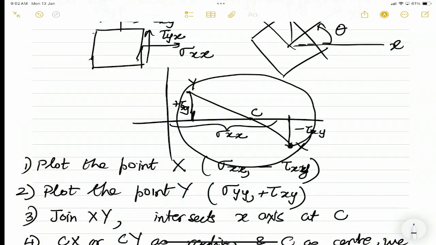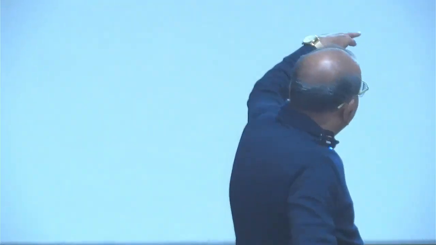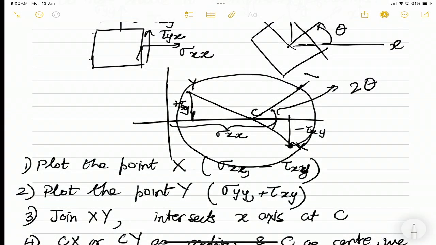Now, if I want to find x prime, y prime, which are rotated by an angle theta, then what I will do is, from Cx, I will rotate an angle equal to 2 theta. Because if you realize, the angle was in terms of 2 theta. So if originally I am rotating by theta, in the Mohr circle, if I rotate by 2 theta, this point now will give me x prime, and this point will give me y prime.